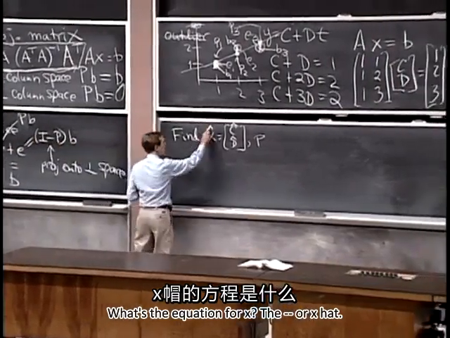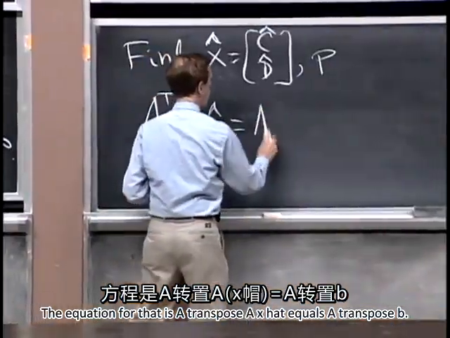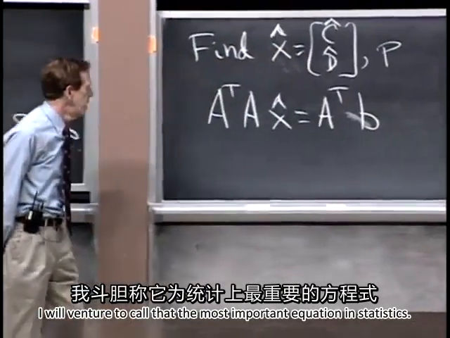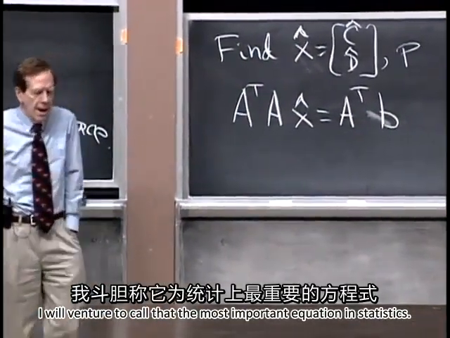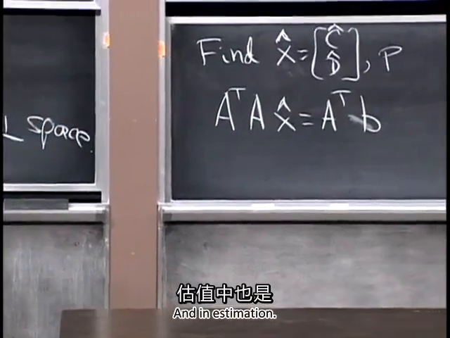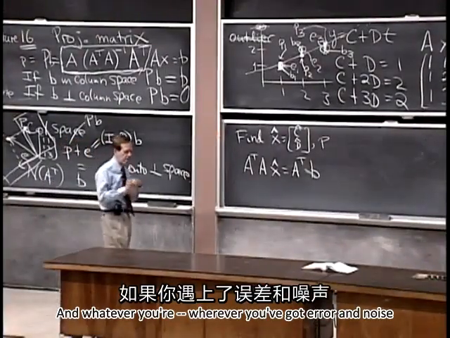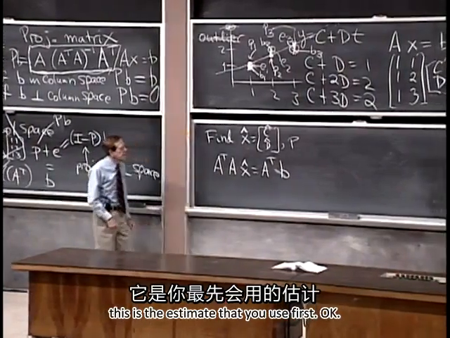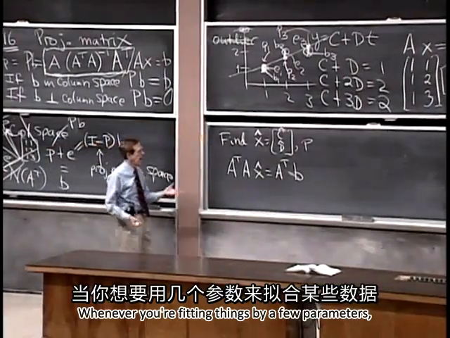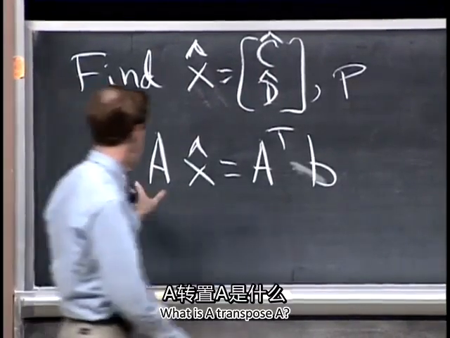The equation for that is A transpose A, X hat equals A transpose B. I will venture to call that the most important equation in statistics and in estimation. Wherever you've got error and noise, this is the estimate that you use first. Whenever you're fitting things by a few parameters, that's the equation to use. Okay, let's solve it. What is A transpose A?